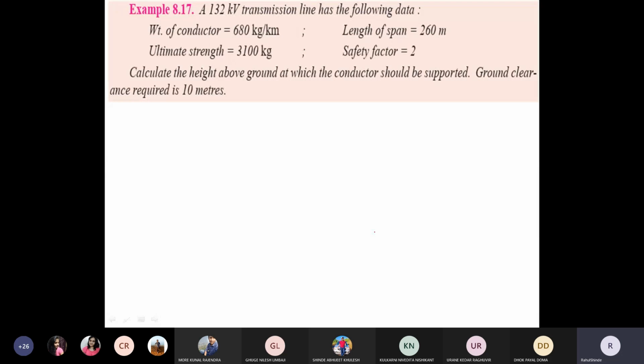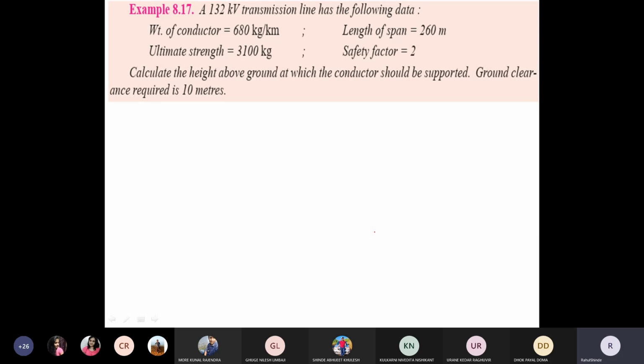A 133 kV transmission line has the following data. Weight of the conductor is given as 680 kilogram per kilometer. Just check, 680 kilogram per kilometer. Length of the span is 260 meters, not kilometers, it's 260 meters. Ultimate strength is 3100 kg. Safety factor is 2, they have given.